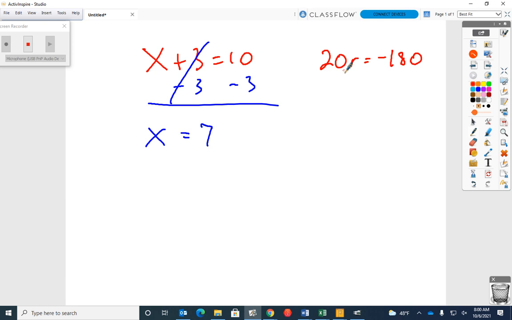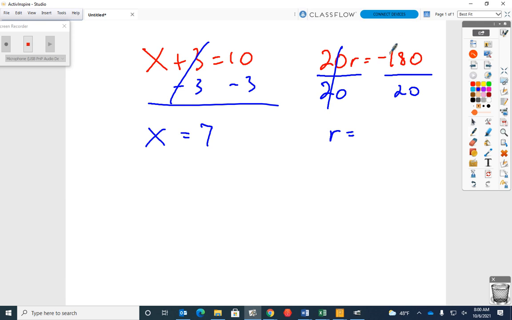So what would I do to undo 20 times r? What's the opposite of multiplying? Division. So I'm going to divide both sides by whatever number is in front of that variable. Whatever number is being multiplied by the variable, which in this case is what? 20. Okay, what happens to these? They cancel. What's left? r.